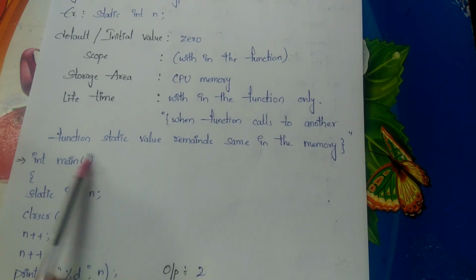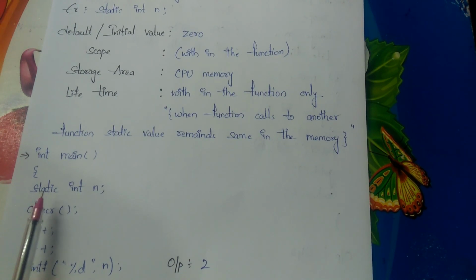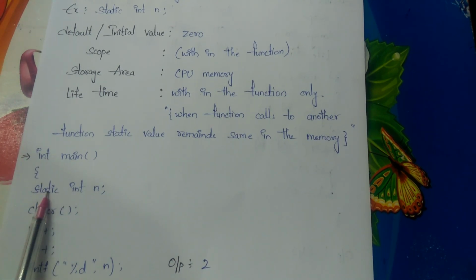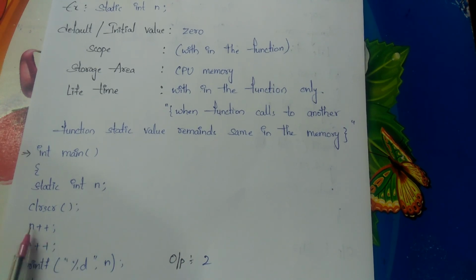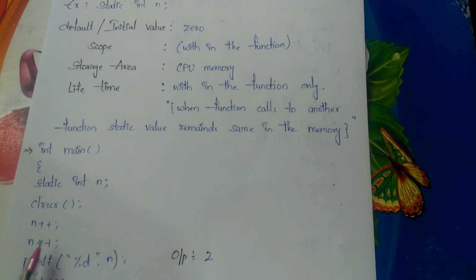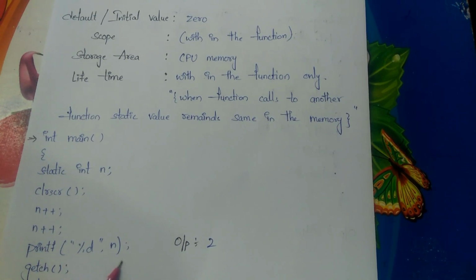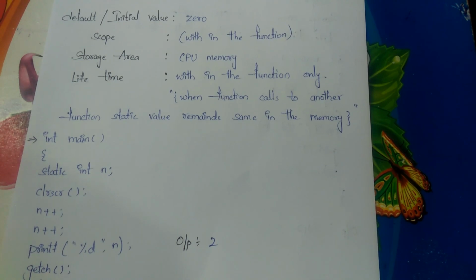So int main, then open the block. Within the block I am declaring int n, with the data type int and as a static storage class, then clrscr. Then n plus plus, nothing but the value of n is incremented by 1. Again n plus plus, the value is incremented by 1. Then I print the value of n, printf percent d, n, then getch, return 0, and close the block.